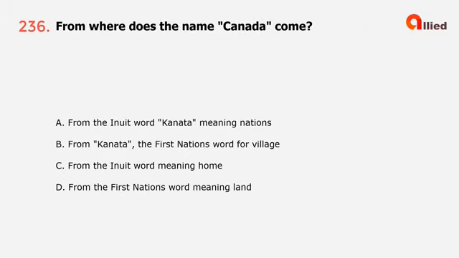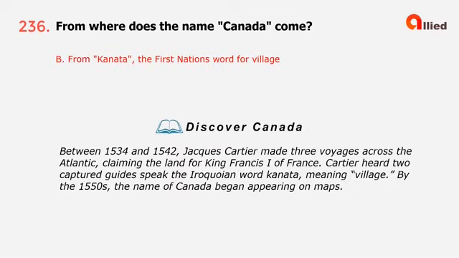Question 236. From where does the name Canada come? A. From the Inuit word Kanada, meaning nations. B. From Kanada, the First Nations word for village. C. From the Inuit word, meaning home. D. From the First Nations word, meaning land. The answer is B. From Kanada, the First Nations word for village.